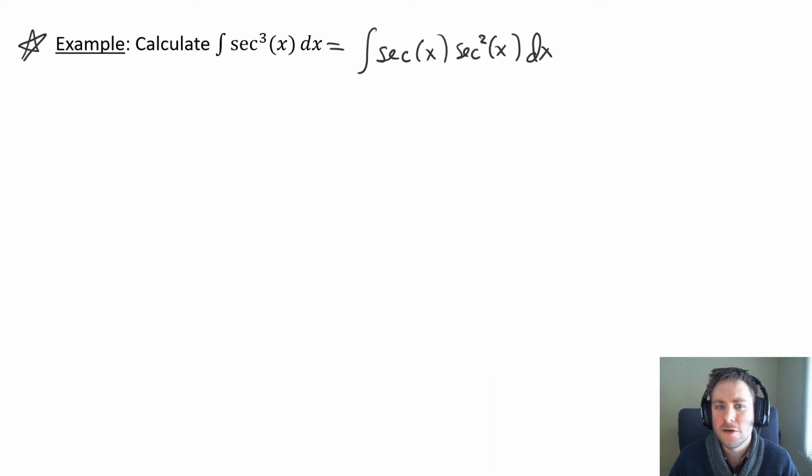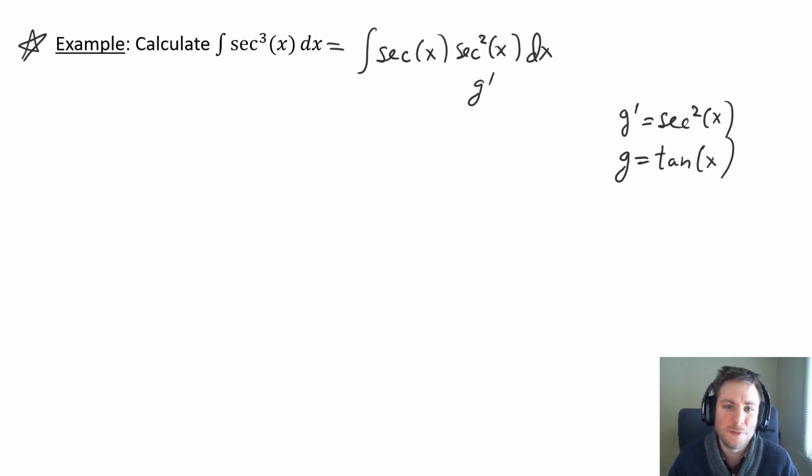The best approach here is to assign secant squared as g prime, and the reason for that is because secant squared is easy to antidifferentiate. What is the antiderivative of secant squared? Well, that would be tan x. This one should be on your formula sheet, though it should also be committed to memory by now, so if you weren't sure about that one off the top of your head, just make sure to remember it for the future. That leaves secant x to be assigned as f, and with that, we can form f prime by taking the derivative.